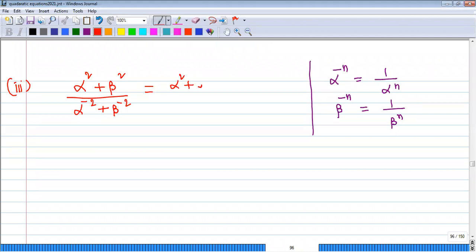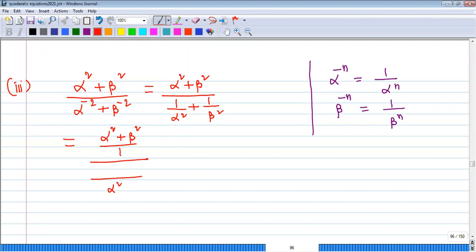Alpha square plus beta square, write down. Alpha power minus 2 is 1 upon alpha square plus beta power minus 2 is 1 upon beta square. For our convenience, the numerator can be written as alpha square plus beta square upon 1. Now the denominator needs to be simplified. That is alpha square beta square is the LCM. This can be written beta square plus alpha square. I already told you beta square plus alpha square is same as alpha square plus beta square.